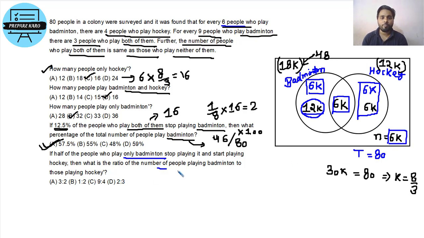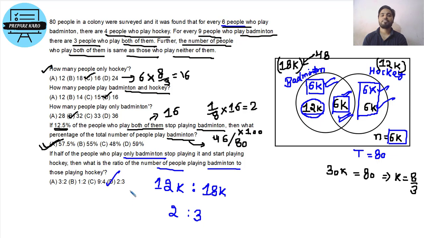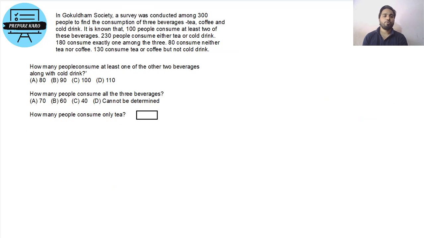Then what is the total number of people playing badminton to those playing hockey? Total number of people playing badminton will then be 6K plus 6K, 12K, and with that of hockey 6K, 6K is 12K, and plus 6K from both, 12 plus 6, 18K. So 12K ratio 18K is 2:3 will be our answer. Okay. Now come to this next question.